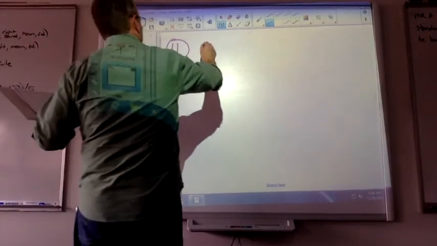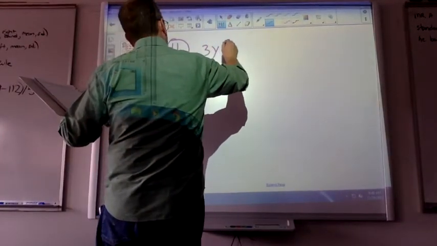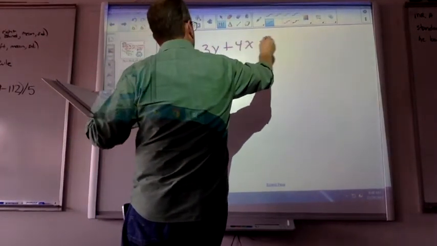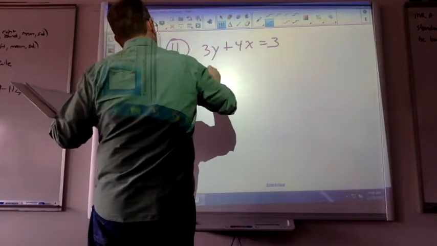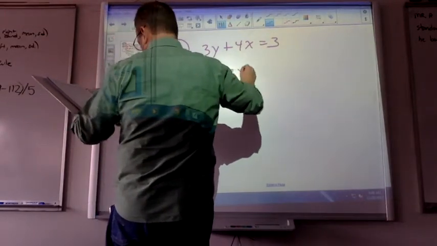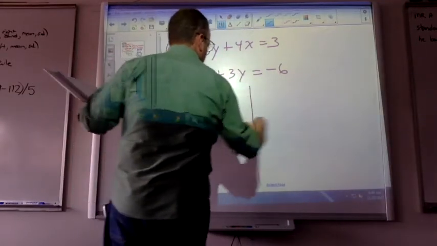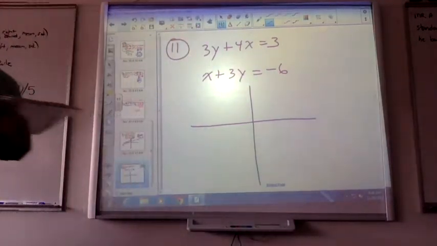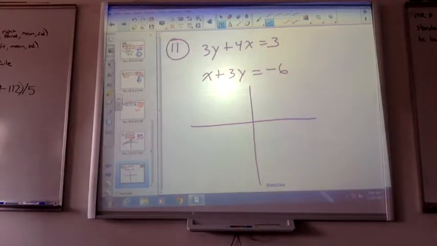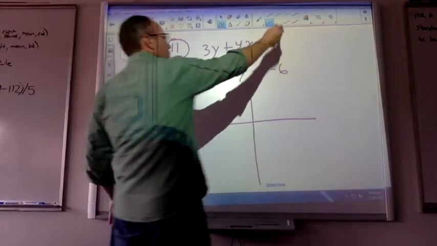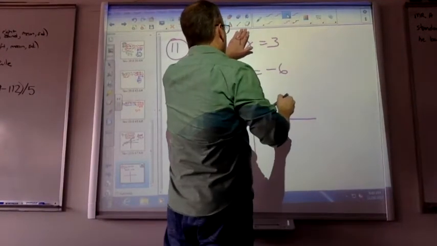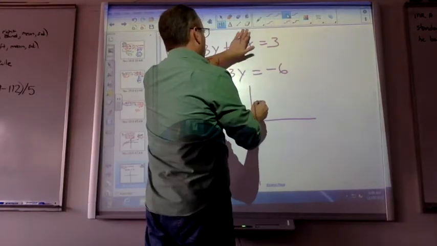Number 11. I have 3y plus 4x is equal to 3, and I have x plus 3y equals negative 6. Ew, boy. We want to graph these, huh? I guess the top one I could try and do the cover method. It's not going to be real pretty. Y equals 1.